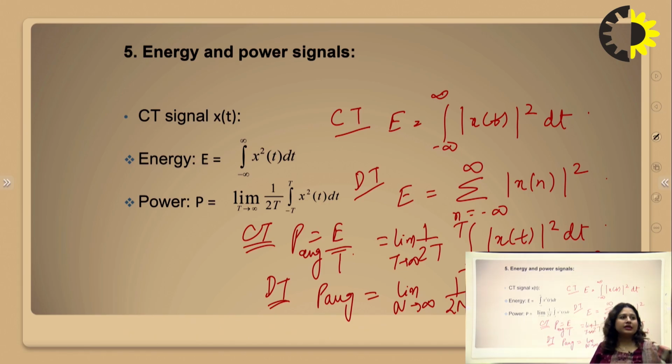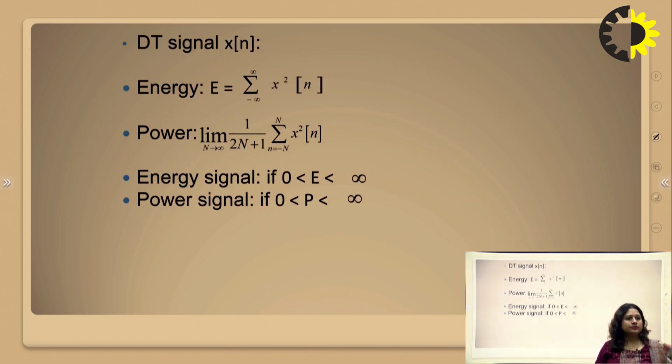Also, we have to categorize whether it is an energy signal or a power signal. Those signals which are bounded in nature and do not range from minus infinity to infinity are energy signals. On the other hand, those signals which are not bounded and range from minus infinity to infinity are power signals. Also, power signals are always periodic in nature. So we have to see the category of the signal and then calculate the value of energy or power. These are the formulas which we have discussed earlier.